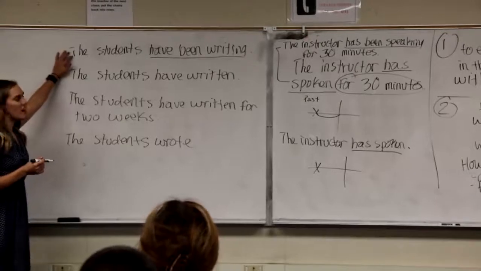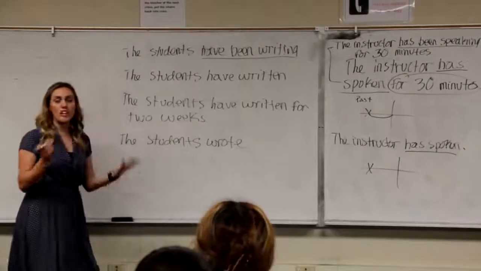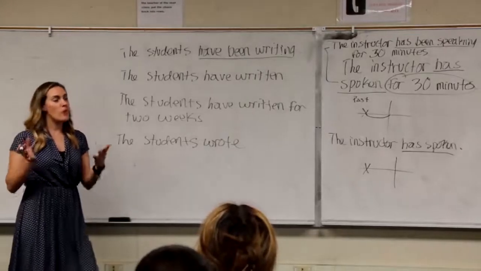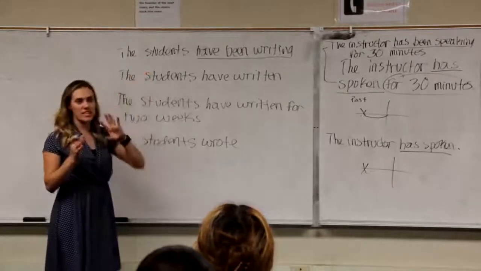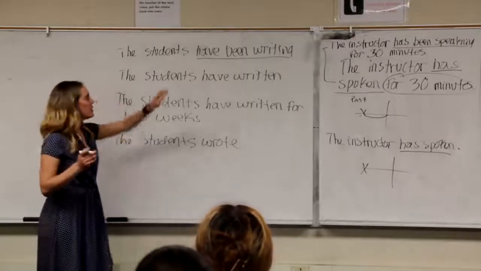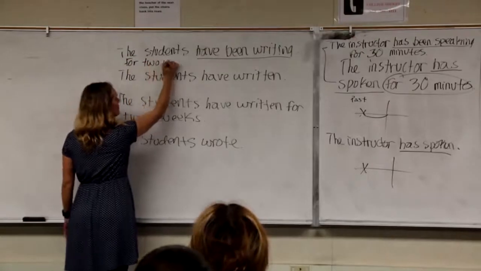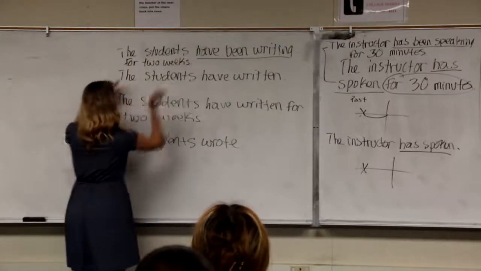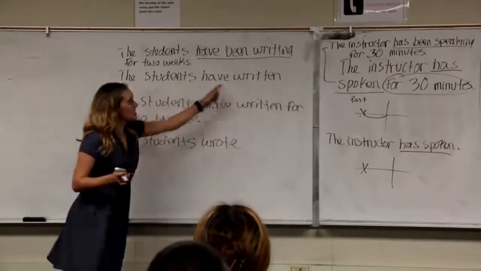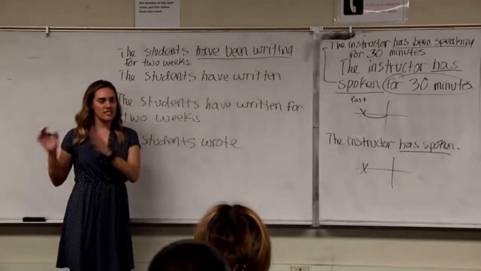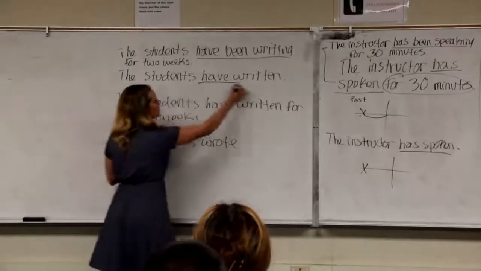So the students have been writing. Are they still writing? Yes. Do we know how long? No. But we know it's still happening. If I want to say it's been 2 weeks, how do I do that? You just add for or since, right? Okay. The students have written. Is that still continuing? No, it's finished. Good.